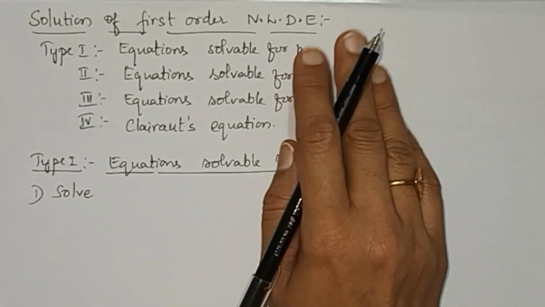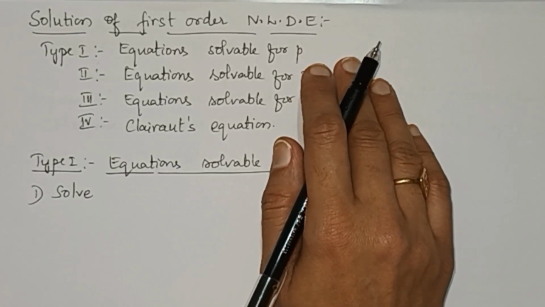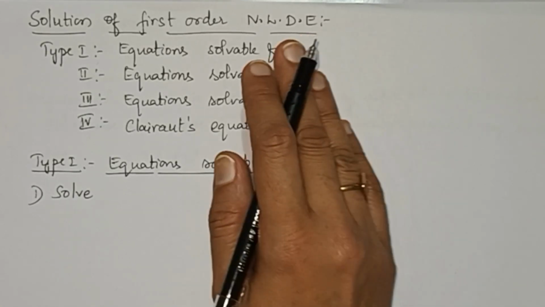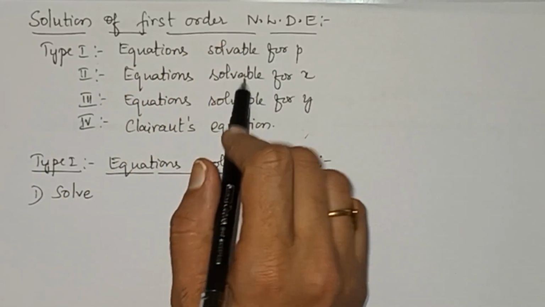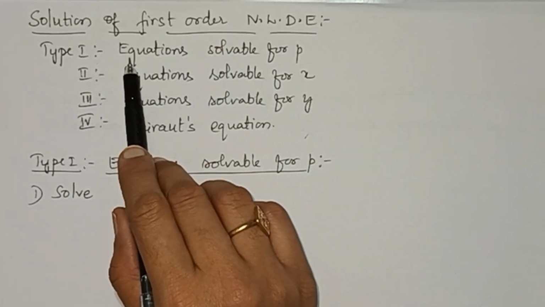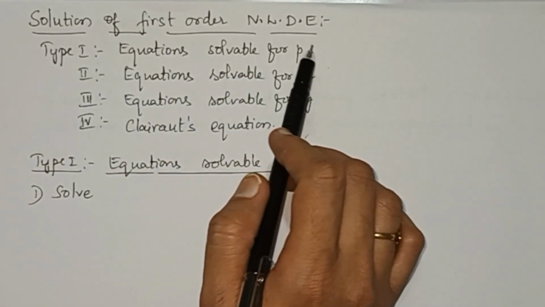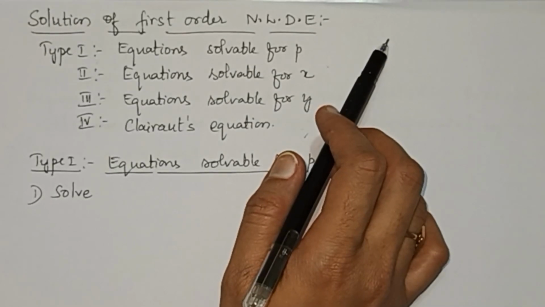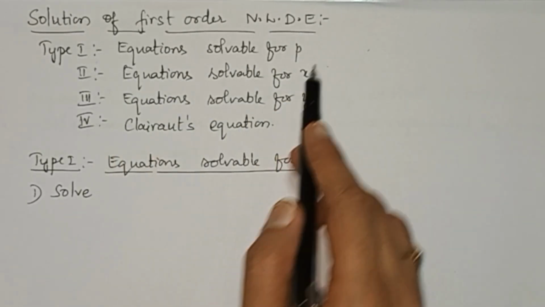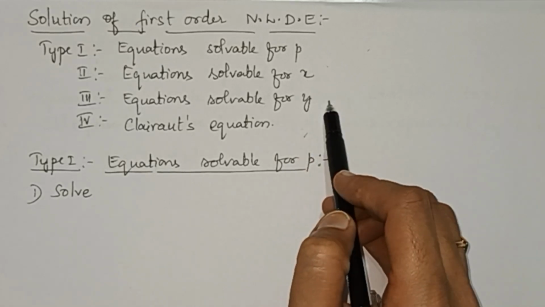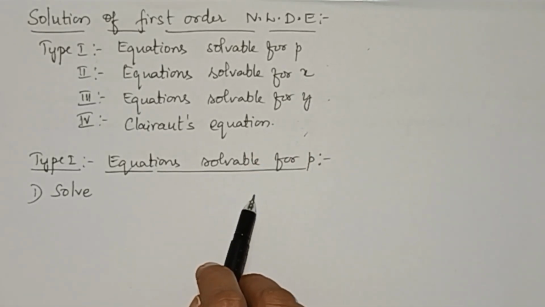Because whenever you have the first order nonlinear differential equation, in that case, you have to first check, is it possible to factorize the left hand side. So if it is possible to factorize the left hand side, then you will get equation solvable for p. If it is not factorizable, in that case, you have to go with the other possibilities. Is it solvable for x, solvable for y? Is it a Clairaut's equation? And so on. Let us do that one by one.